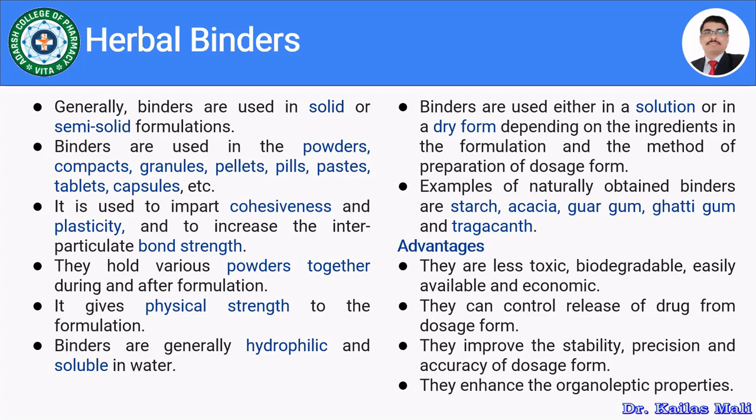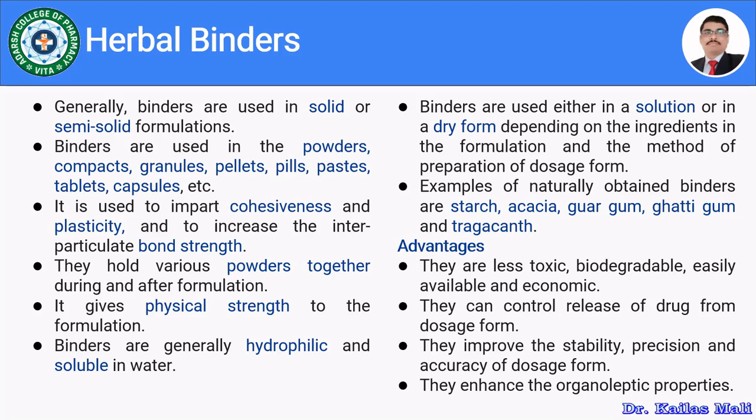The examples of naturally obtained binders are starch, acacia, guar gum, ghati gum, and tragacanth. So these are some of the examples of the gums which are being used as a binder to prepare the various pharmaceutical dosage forms. Let us see the advantages of binders.